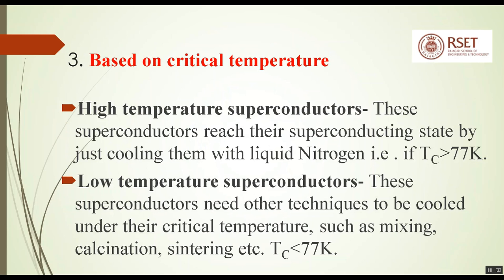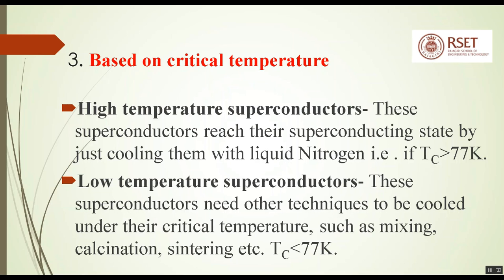The third criterion of classification of superconductors is based on the critical temperature at which a normal conductor makes a transition to the superconducting state. We all know that liquid nitrogen is a colorless, odorless liquid which can act as a coolant, and it can be used to lower the temperature of a specimen by keeping the specimen in contact with it. Liquid nitrogen's efficiency as a coolant is limited by the fact that it boils immediately on contact with a warmer object, enveloping the object in insulating nitrogen gas.